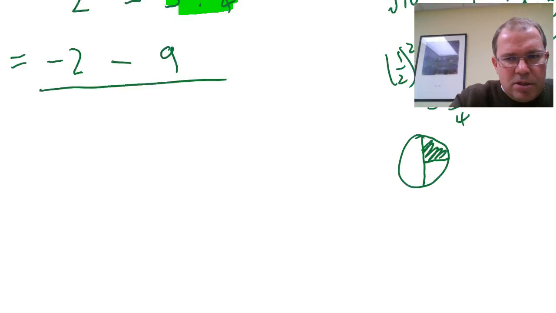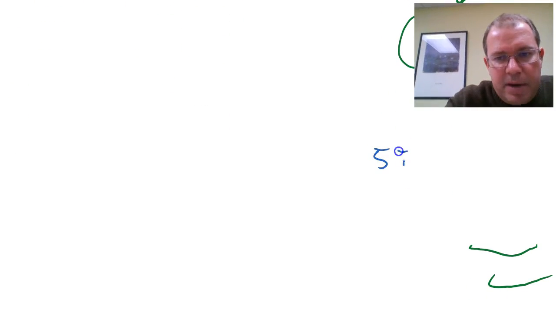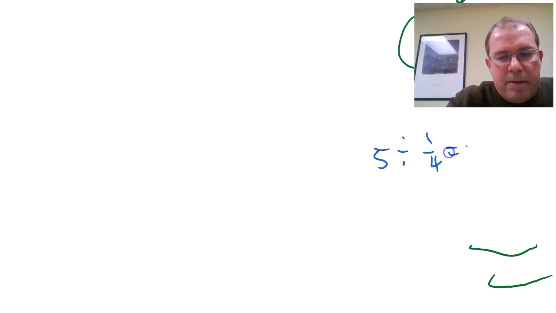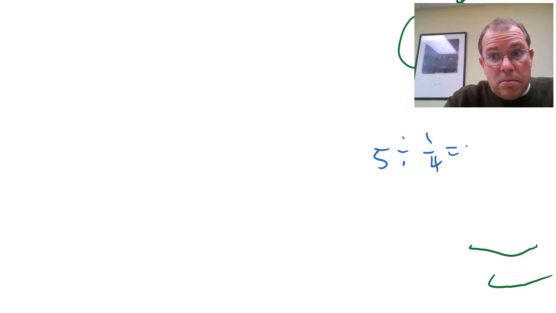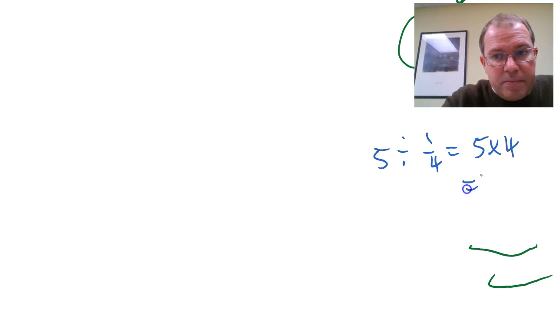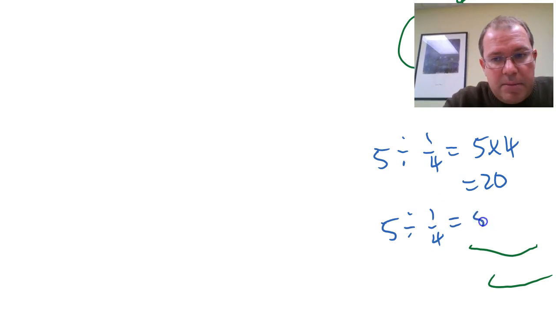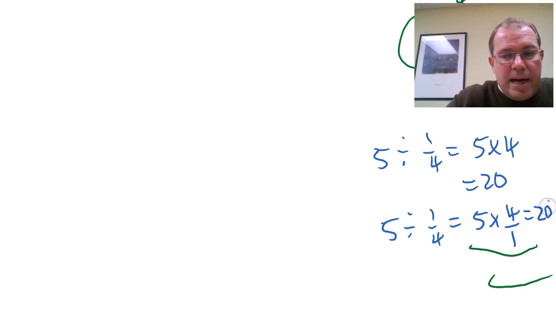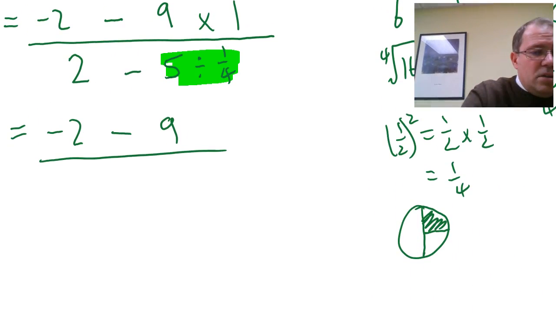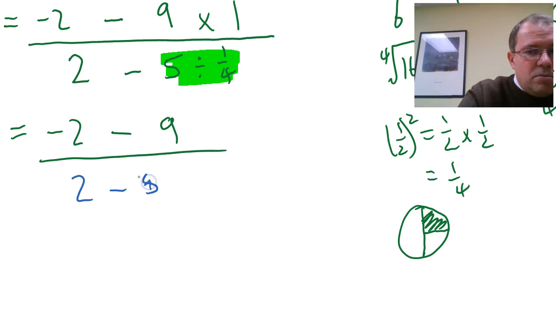Different ways to do this. I'll just do a bit on the side again. 5 divided by a quarter. One way is to think about how many times a quarter goes into 1. How many quarters are there in a whole one? Well, there are 4. So if I've got how many quarters in 5, the answer is 5 times 4, which is 20. The other way of thinking about it is 5 divided by a quarter is the same as 5 multiplied by 4 over 1, which is the same answer, 20. So either way of thinking about it. So on the bottom, I've got a 2 minus my 20.